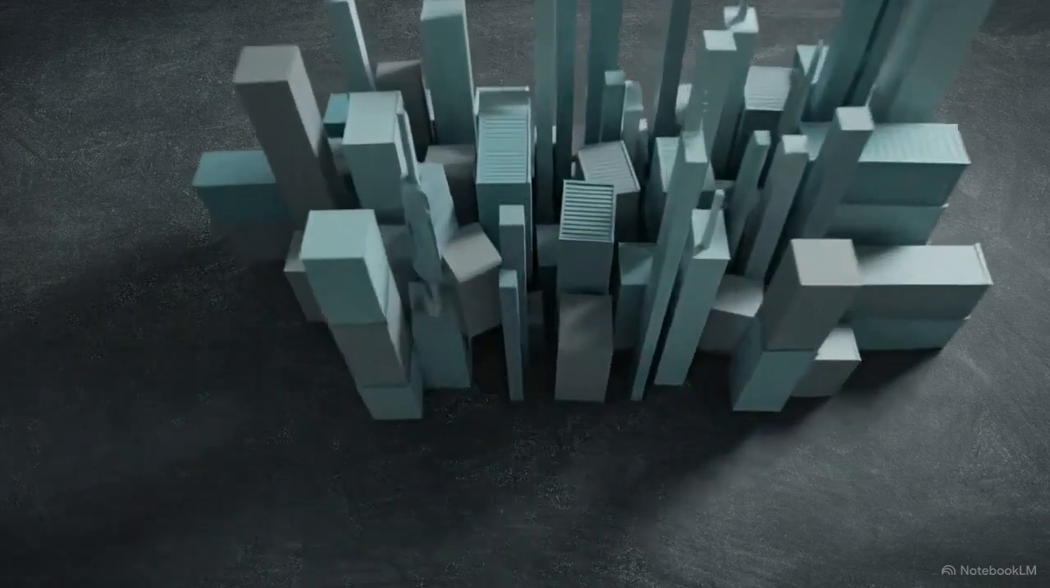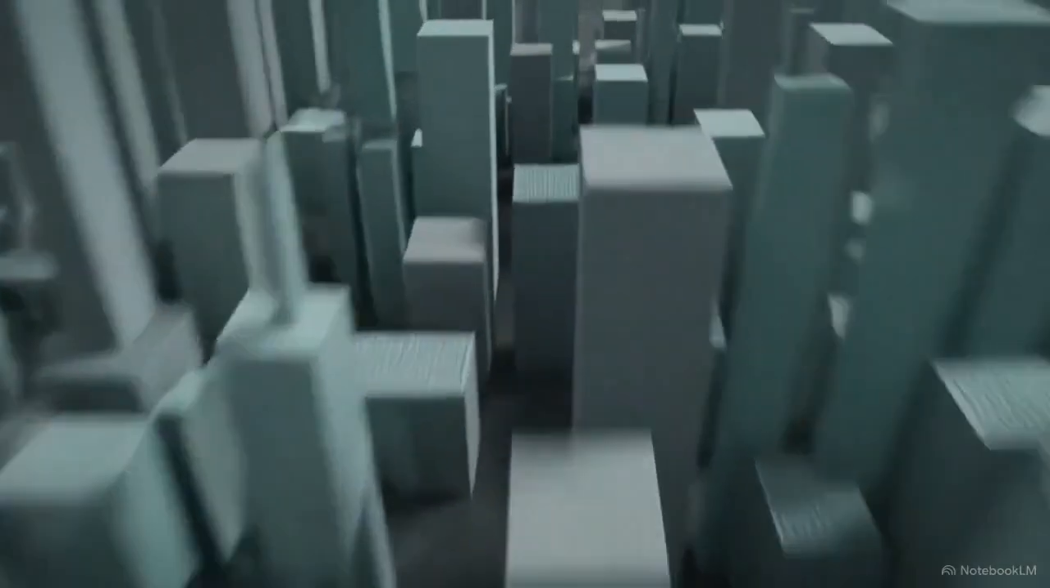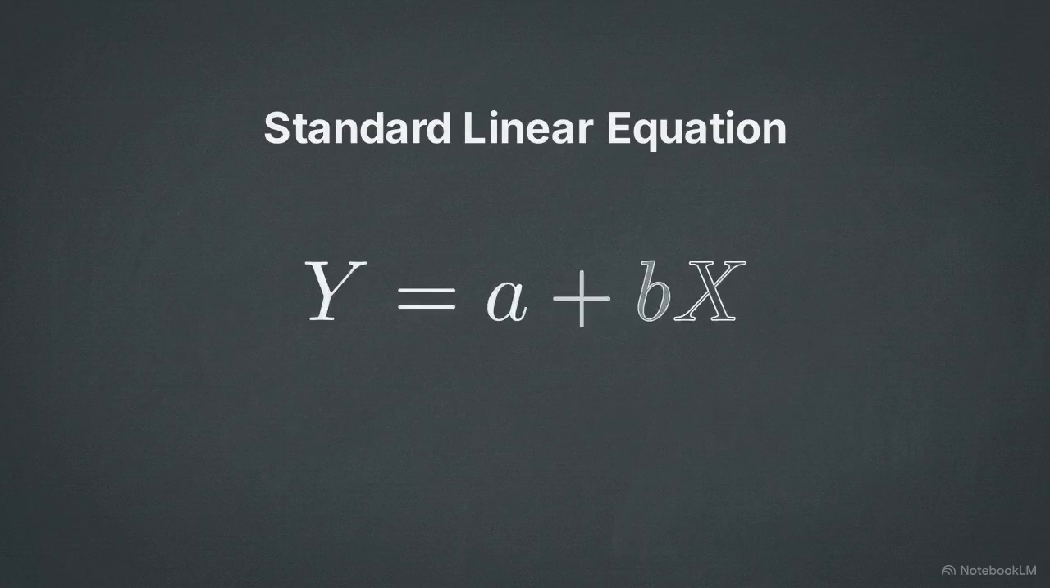Real-world economic relationships are constantly shifting. Markets move, production scales alter, and supply chains fluctuate. These variables rarely follow simple, straight lines. In basic algebra, we model relationships using the standard linear equation, y equals a plus bx.